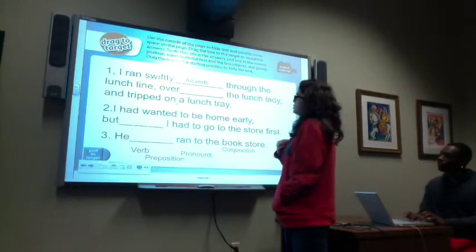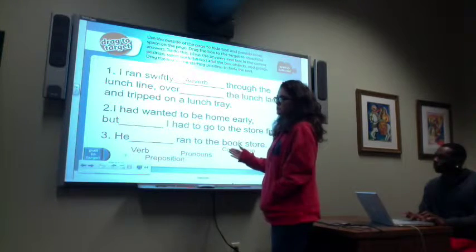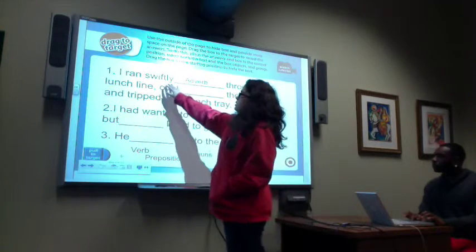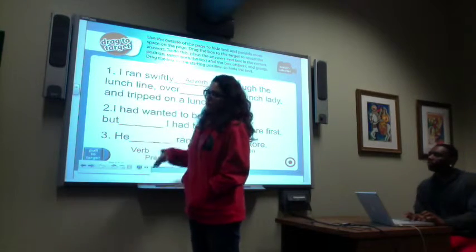And then, of course, we go over it in class, and they tell us why they chose an adverb. For this one, it's simply that the word swiftly describes how someone ran, and that's what makes an adverb.